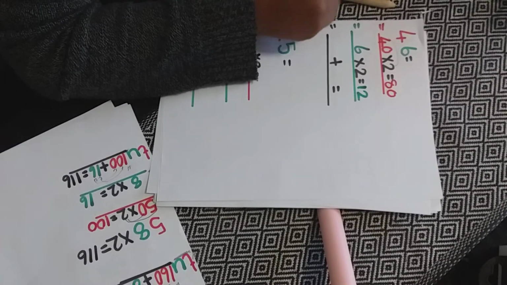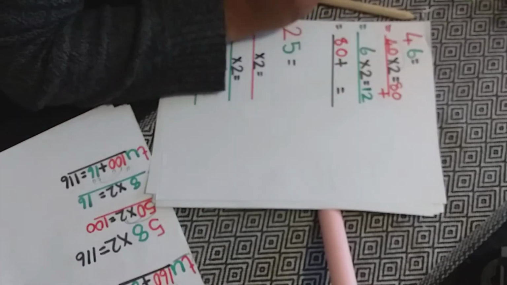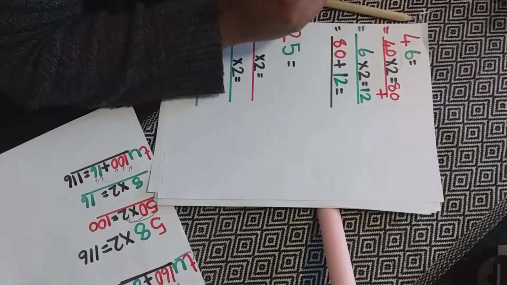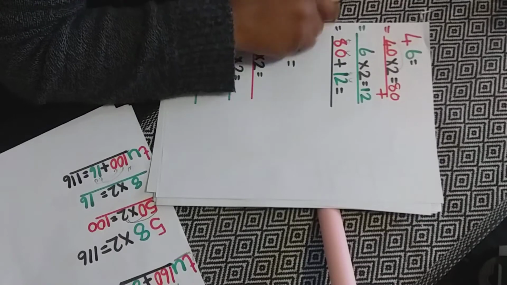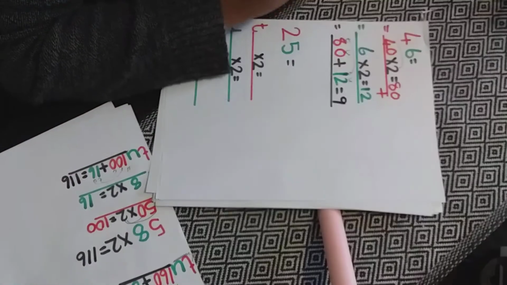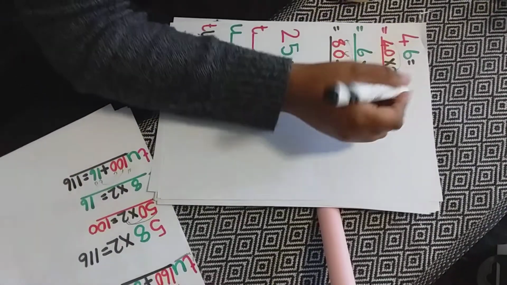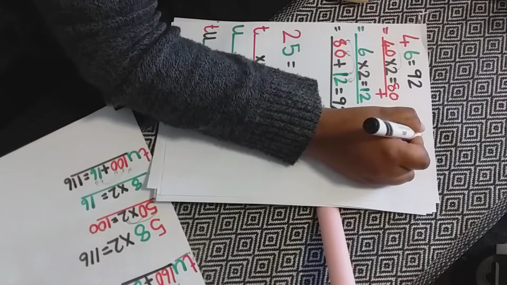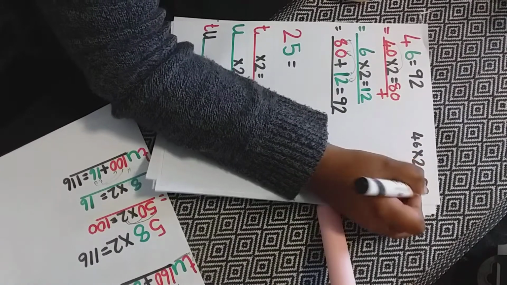That is 80. Remember to multiply, plus for my answer, because I must be adding these two. 80 plus 12. Both are tens and units. 8 tens plus 1 ten is equal to 9 tens. 0 units plus 2 is equal to 2. Therefore, double 46 is 92, or 46 times 2 is equal to 92.